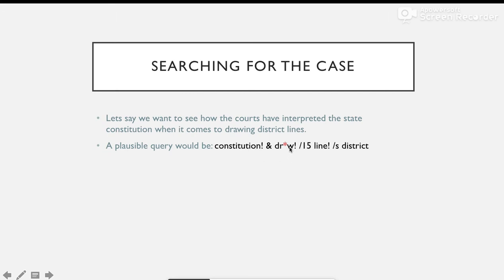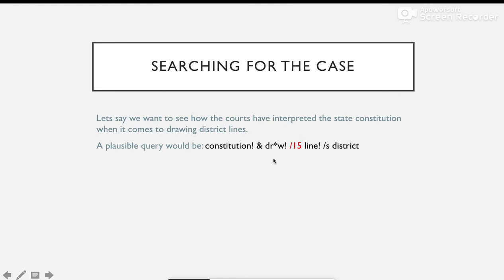And then next you have this symbol, which basically means, and you can put any number here, that the way I have it, you will have line or some variation of it within 15 words of draw or drew and some variation of it. Next we have this symbol, which means that you'll have line or some variation of it within the same sentence as district.